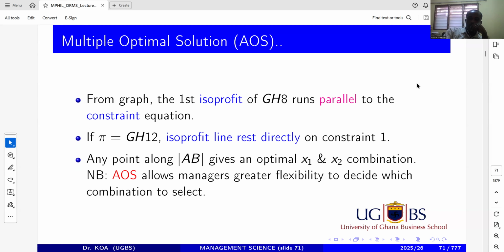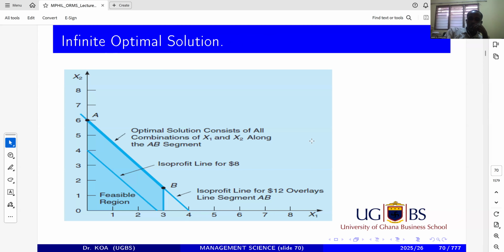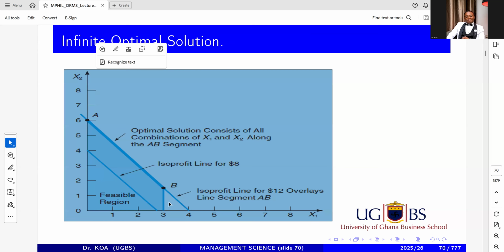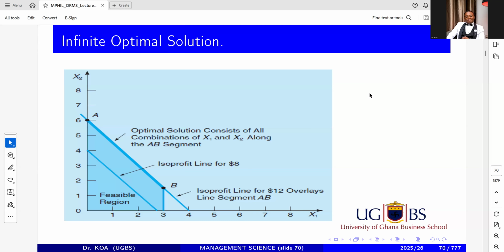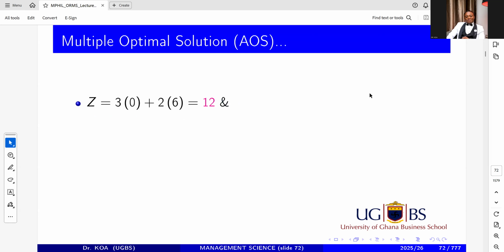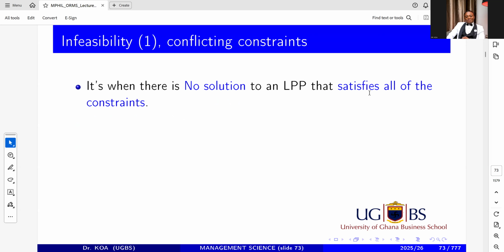Because on that line, you have the option of producing anything here. You can produce 0 and 6 here. You can also produce 3 and 1.5 here. So you have the option to do whatever you like as a manager. But if you want a single solution, then you can use Go programming. You do Go programming next semester. Use Go programming to solve it and get your one-time solution.